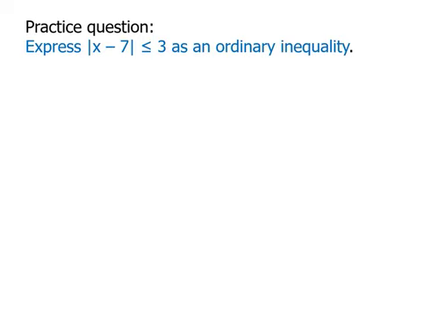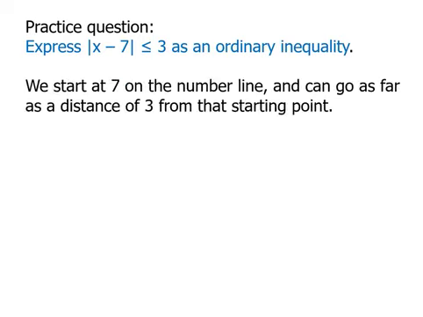Okay, so what we're saying is that if we start from 7 on the number line, we can go up to and including a distance of 3 in either direction. So if we went down 3, we'd get to 4. If we went up 3, we'd get to 10. Those are the two endpoints, and those are included because we have a less than or equal to sign. So it includes the endpoints.